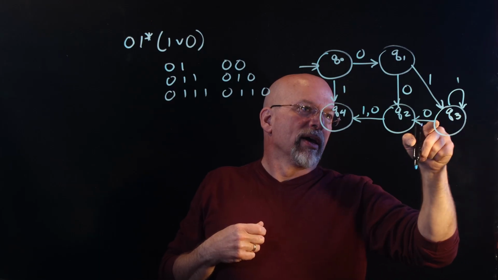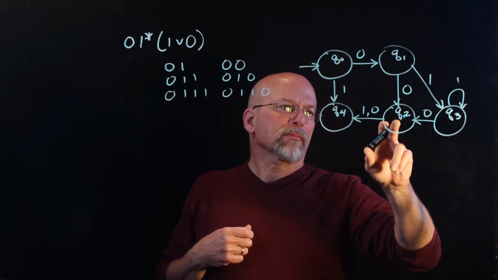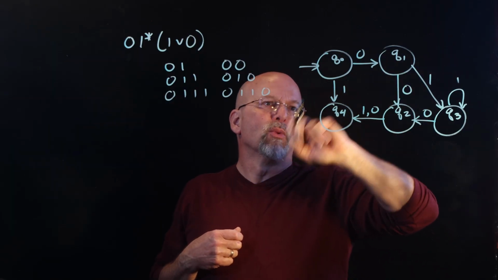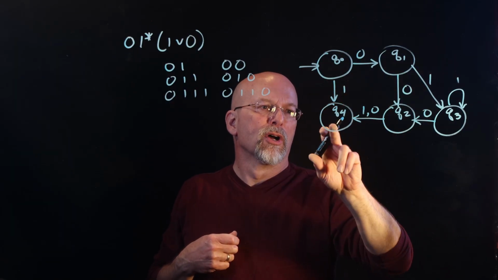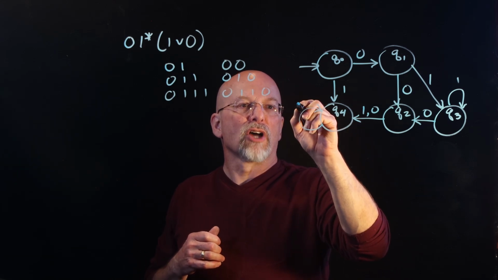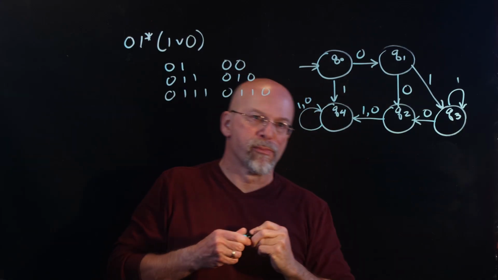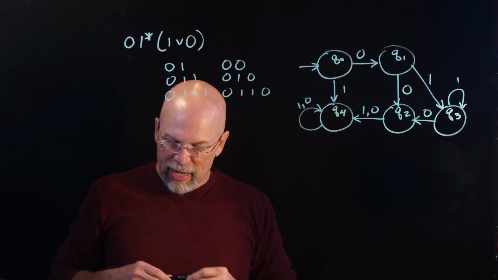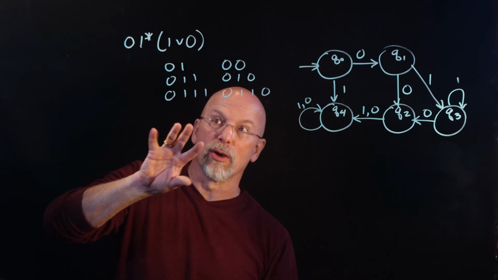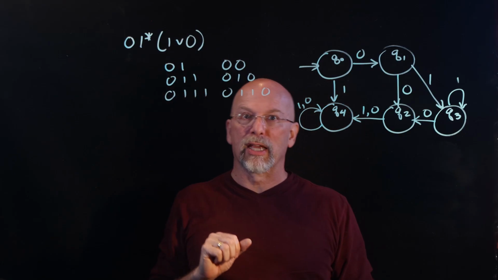That takes care of 1 and 0 from Q3, 1 and 0 from Q2, 1 and 0 from Q1, 1 and 0 from Q0. Q4, well, once the pattern fails, it is always going to fail. And so we're going to stay in Q4. Now, if you're interested, I did do a full video on how to do this particular state diagram.